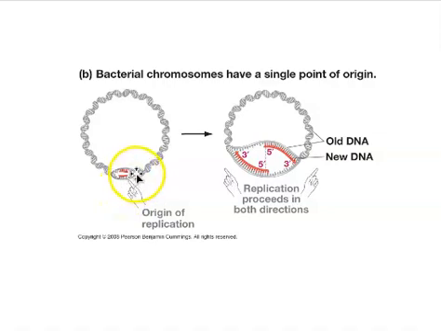Now, as we continue to open the double helix in this direction and in this direction, the replication bubble is going to get larger and larger. It's going to keep opening up in this direction. It's going to keep opening up in this direction until both sides of the bubble meet. And at that point, the entire chromosome will have been copied.